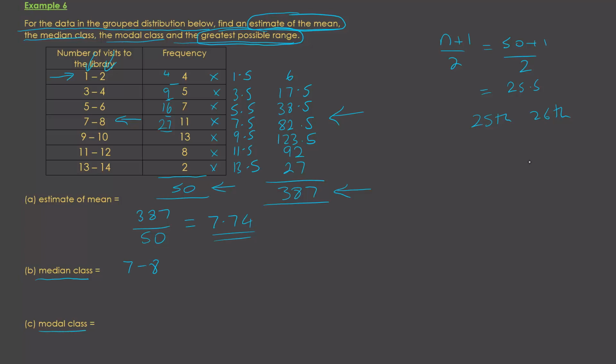The modal class is the class with the highest frequency. So that's going to be 9 to 10.